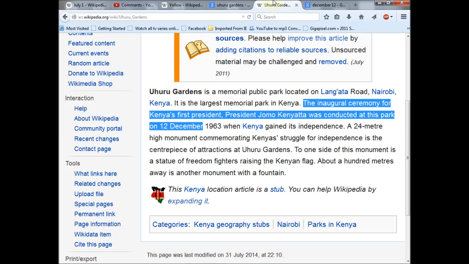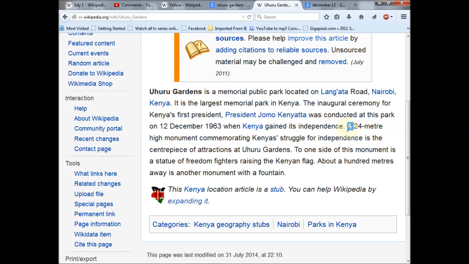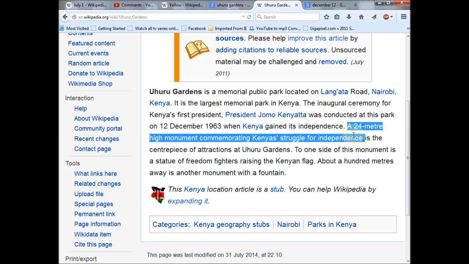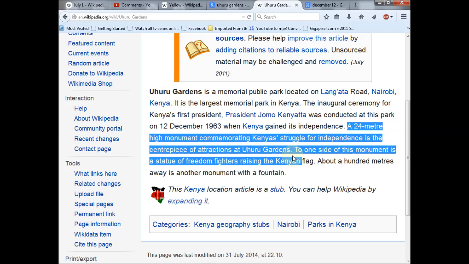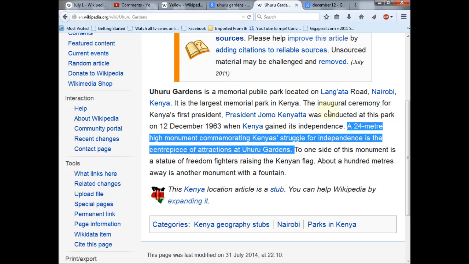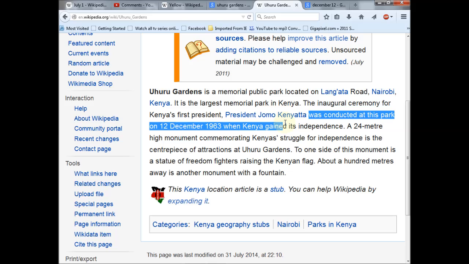You just saw the pictures of the largest memorial park in Kenya. The 24-meter high monument, the one we just looked at, commemorated Kenya's struggles for independence. It is the centerpiece of attractions at Uhuru Gardens. President Jomo Kenyatta was conducted at this park on December 12th, the inaugural ceremony for the first president of Kenya.